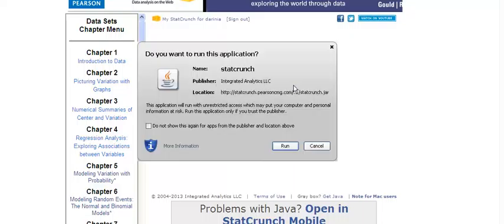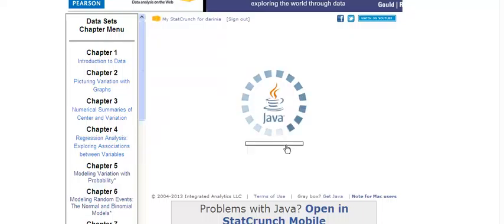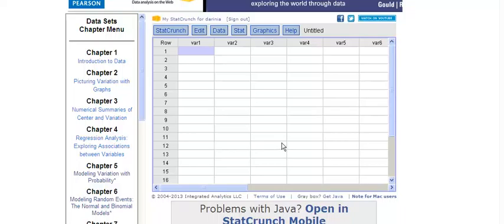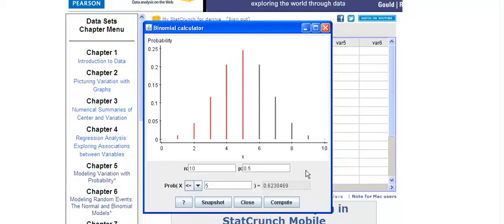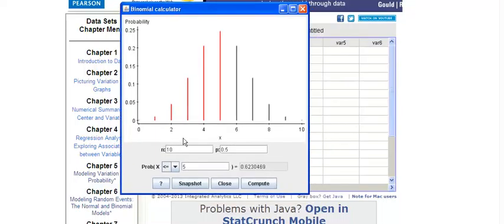Okay, just waiting for this to load. So once we're in StatCrunch, we want to go to the binomial calculator because this is a binomial problem. So go to Stat, Calculators, and Binomial. So here we have all the different options that we can type in for n, p, and the value of x. So we saw from this problem that n is 7 because we have a sample of 7.